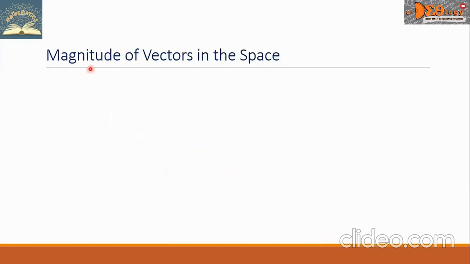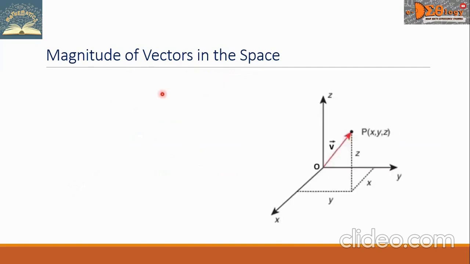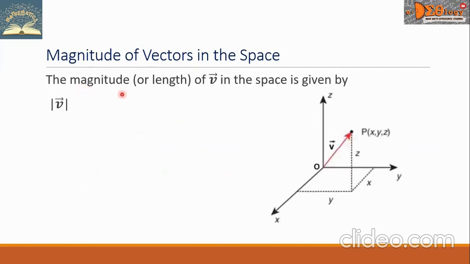Let us study magnitude of vectors in the space. The magnitude or length of vector V in the space is given by, we use this notation. The vector V is enclosed in 2 vertical line segments, and this is equal to the square root of the quantity x squared plus y squared plus z squared.